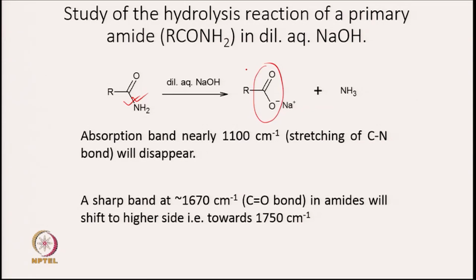So, what you will see with the progress of the reaction is that the absorption band due to the CN bond will disappear, whereas your band at 1670 centimeter inverse, which is because of the CO bond in amide, will shift to the higher side, because now you are going from the CO bond in amide to the CO bond in ester, and the CO bond in ester basically absorbs at a higher wave number.